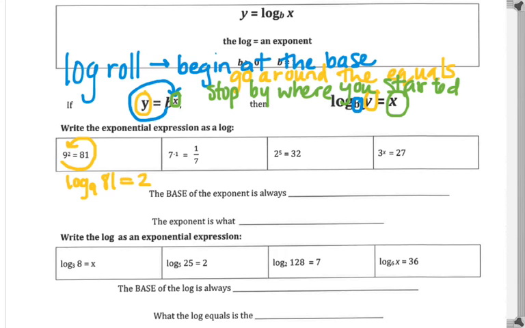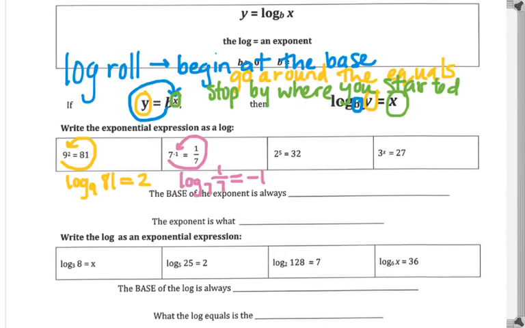In the next one, begin at your base, go around your equals, stop next to where you started. So I'm going to have a log. This time the base is 7. The next thing I saw was a 1/7, and the exponent is -1. Logs always equal the exponents.